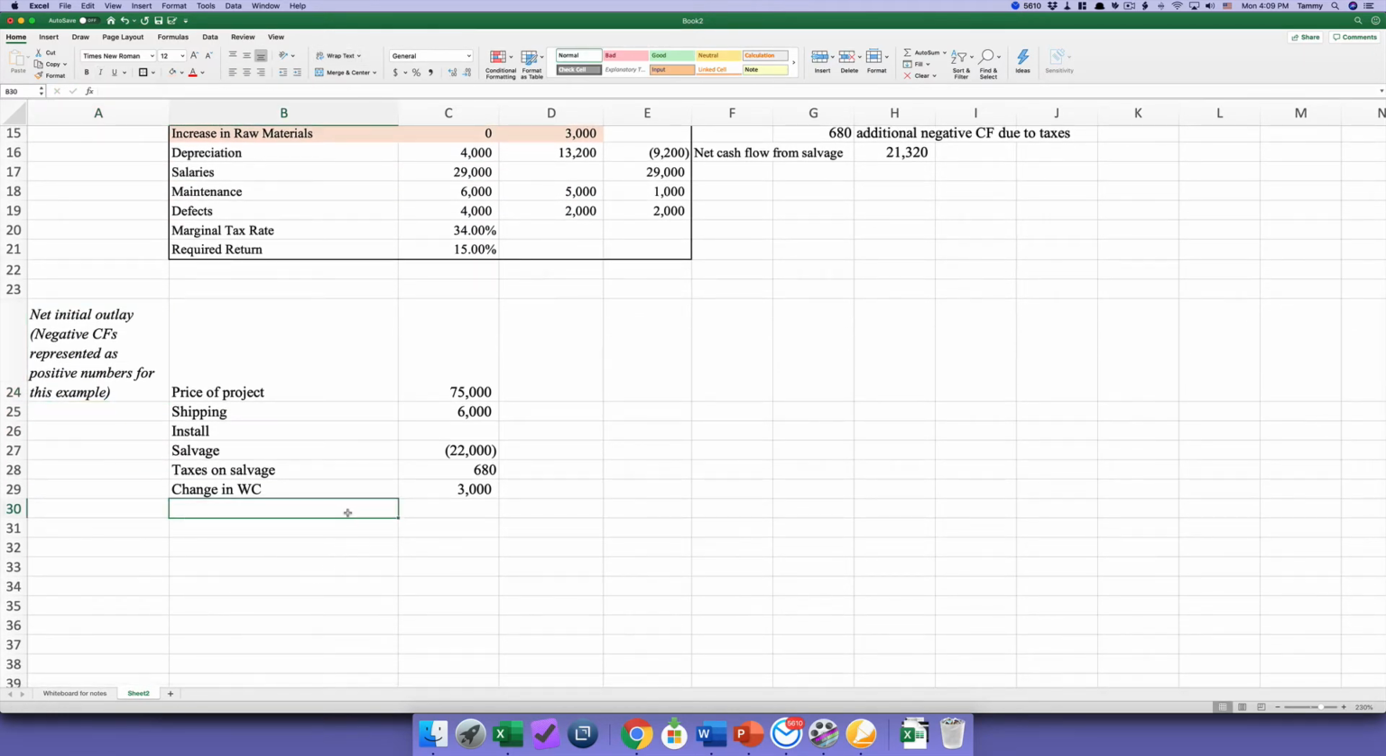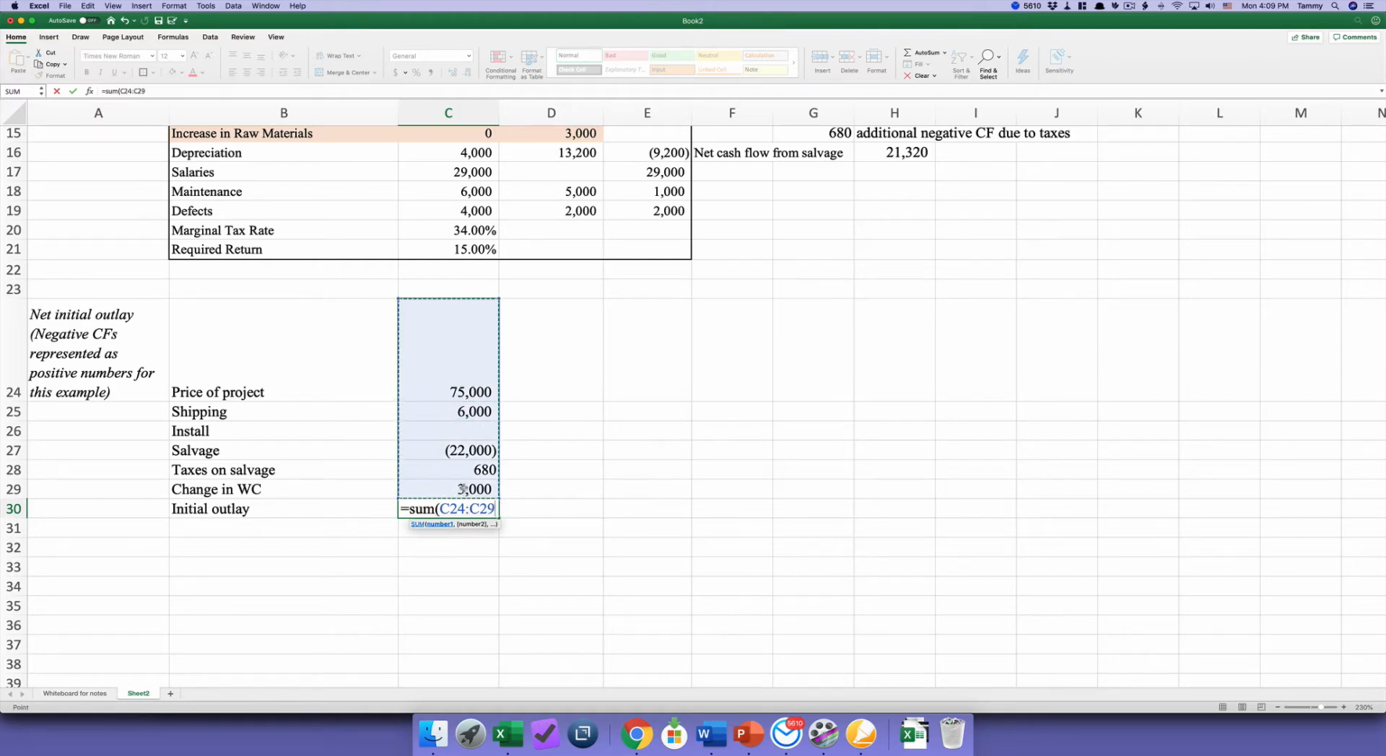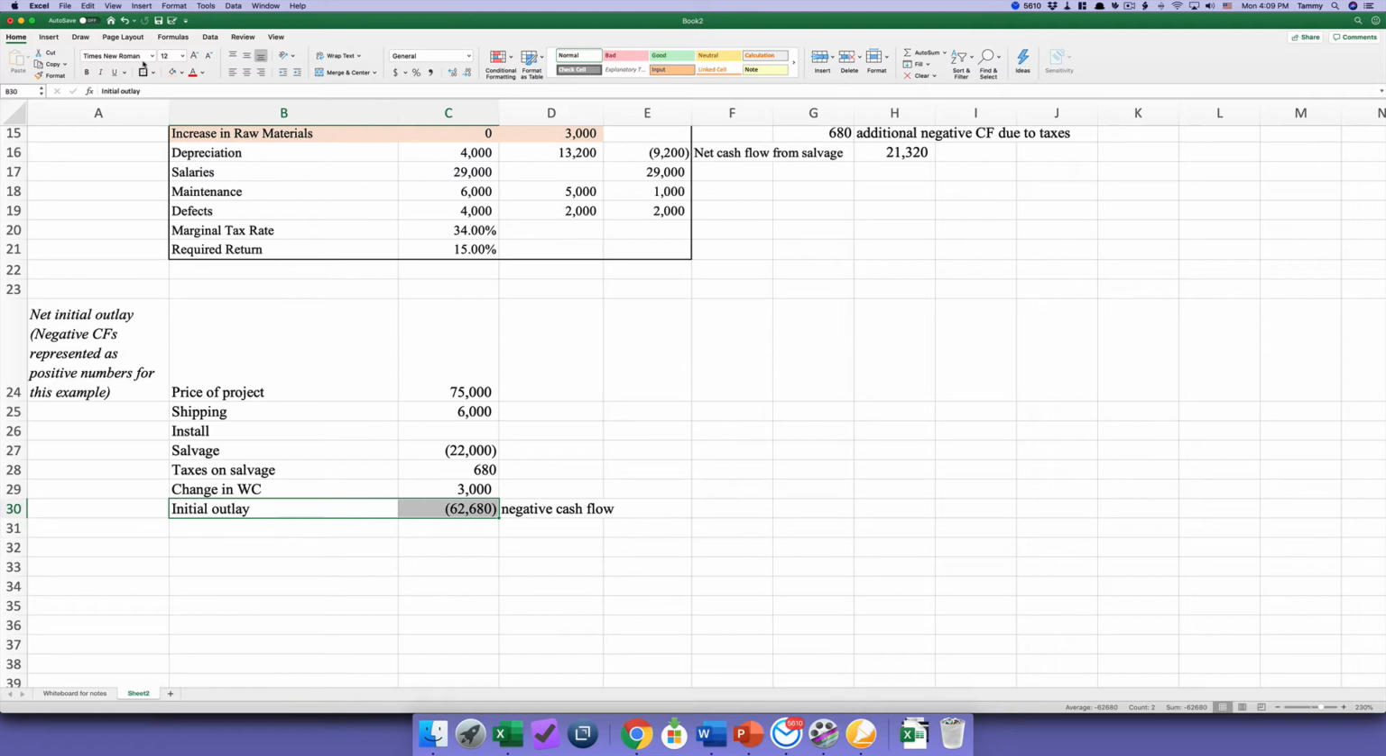So now our initial outlay is going to be the sum of all of these. $62,680. So this is a negative. Okay, so actually let's make this negative the sum of all of those. Okay, so there's our initial outlay. Make that bold. Put a line under this.